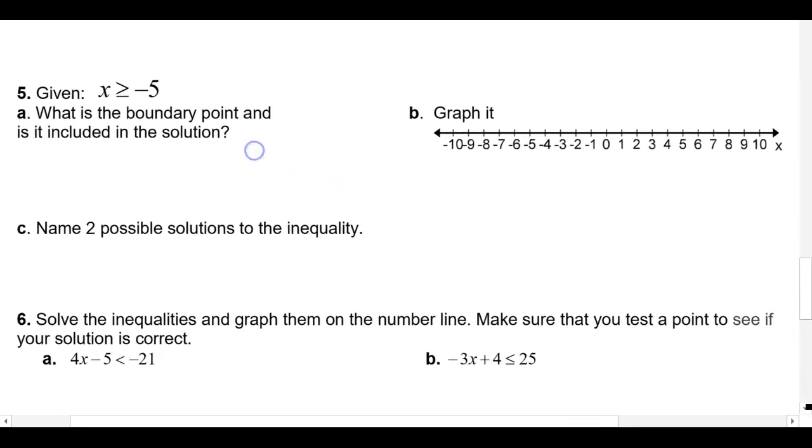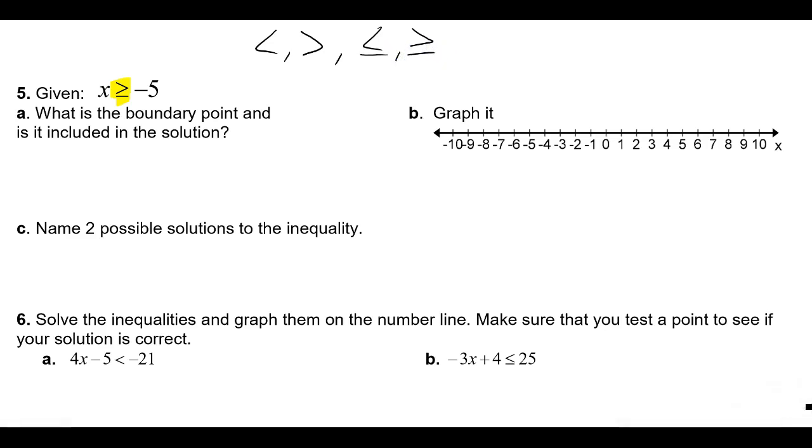Okay, this is on the next page. Now, again, we're dealing with inequalities. Inequalities: anytime we have a less than sign or a greater than sign or a less than or equal to sign or a greater than or equal to sign.